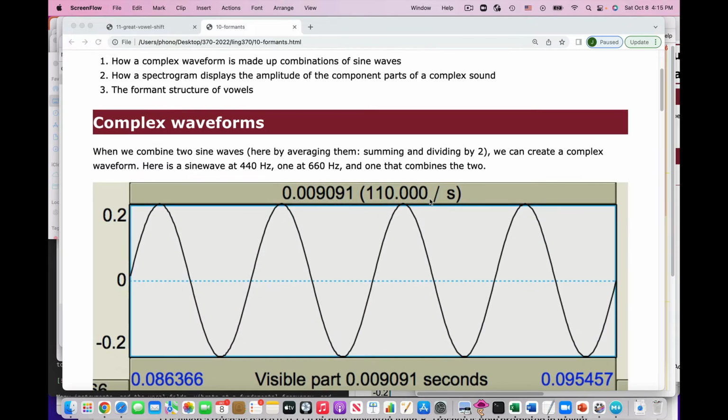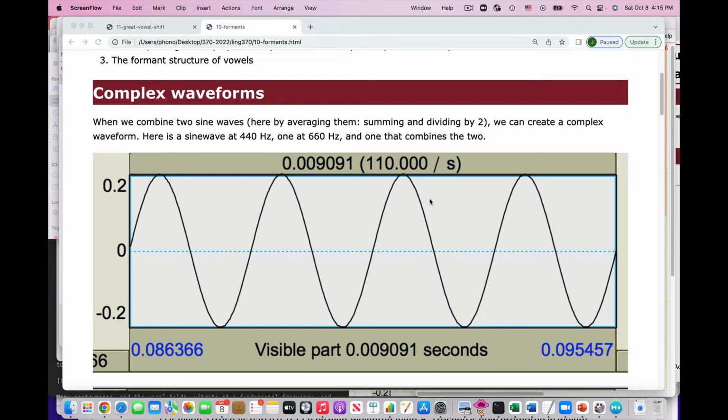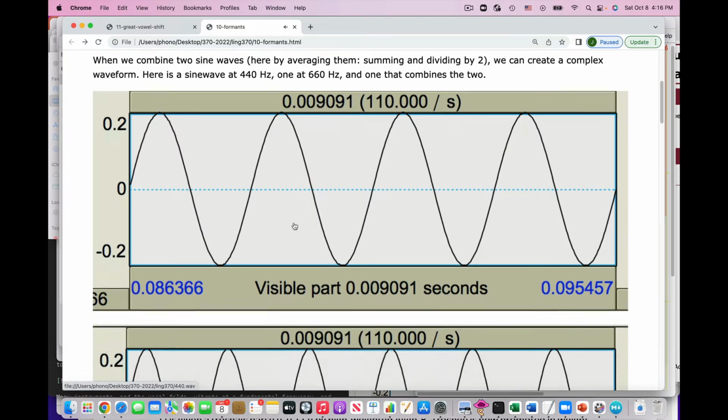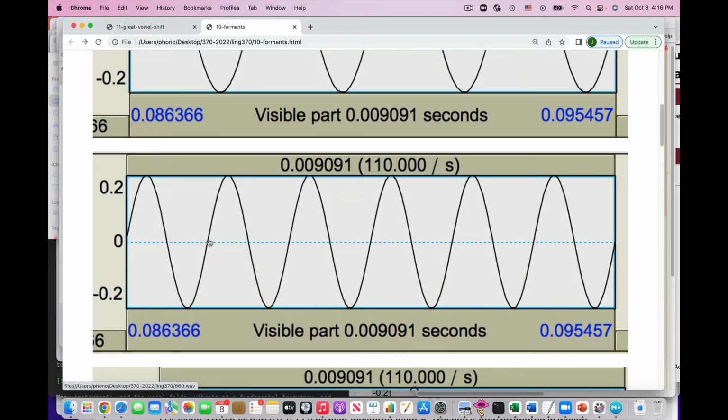So when we combine two sine waves, we can create a complex wave. We're going to take a sine wave at 440 hertz. You can see this is at 440 hertz because this window is 110th of a second. So there'd be 110 of these in 1 second, and there are 1, 2, 3, 4 periods, so there would be 440 of these periods in a second. 440 hertz is actually an A in music. This one, you can see there's 1, 2, 3, 4, 5, 6, so this is 660.